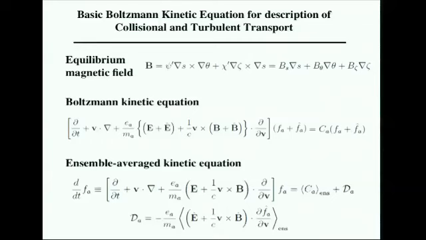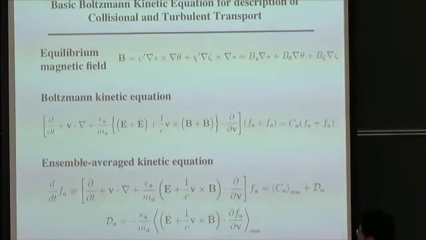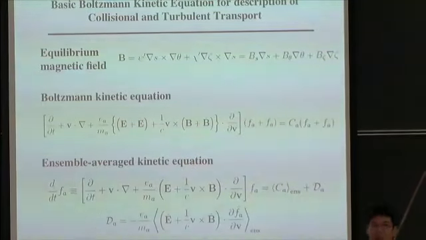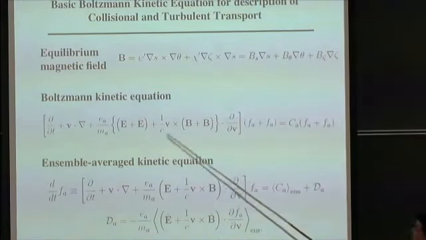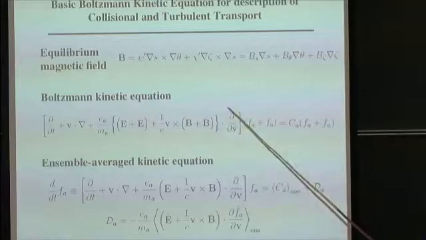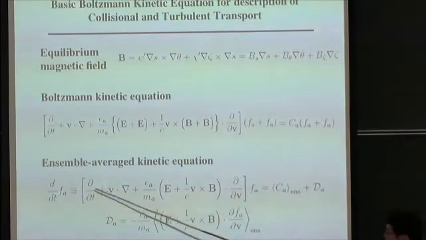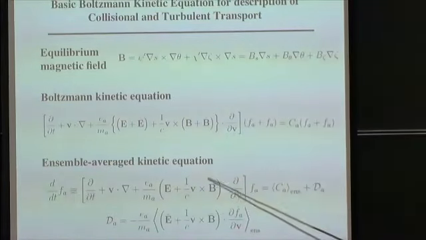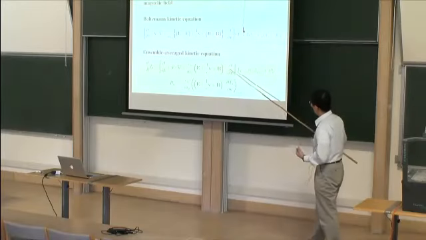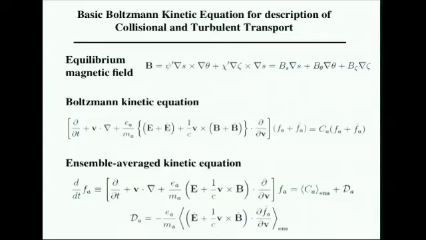Here, these hat symbols represent the fluctuation part, and variables without hat are the ensemble average part. If we take the ensemble average of this basic kinetic equation, we get this ensemble average kinetic equation. These variables without hat are ensemble average variables. Also here, on the right-hand side, we notice the correlation of the fluctuating electromagnetic field and the fluctuating distribution function appears.